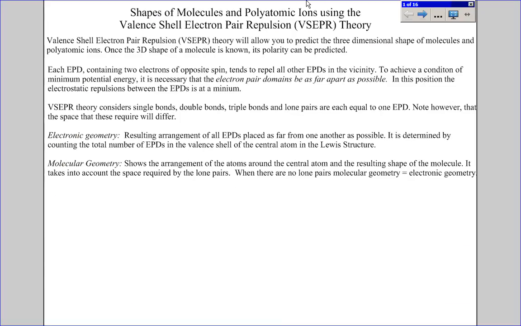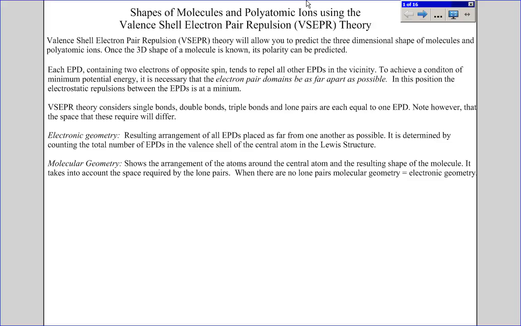In this lesson, we're going to learn how to use the VSEPR theory in order to predict the three-dimensional shape of molecules and polyatomic ions. VSEPR stands for valence shell electron pair repulsion. And this theory is based on the fact that electrons around a central atom will repel one another, and therefore we want to arrange them in a position so that they will minimize the repulsions between the electron pair domains.